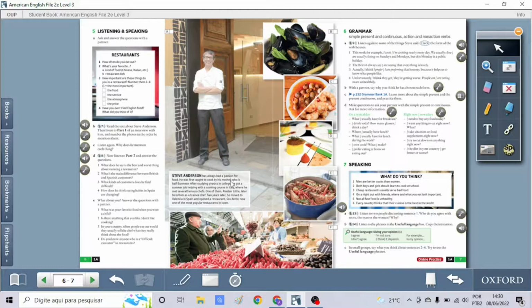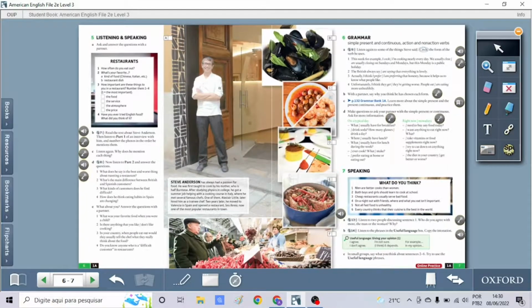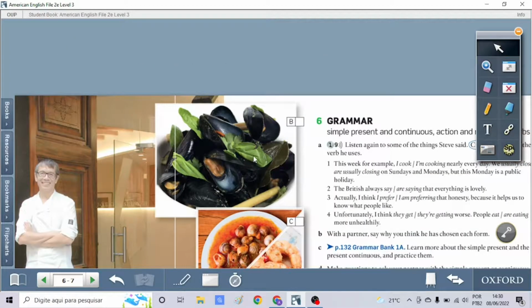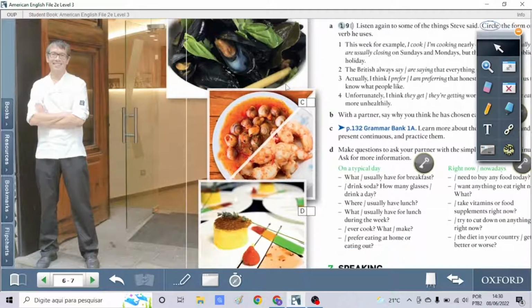Okay, now you are going to listen to part 1 of this interview with Steve Anderson, and you are going to pay attention to the pictures here on this page. You are going to number them according to the order they appear on the audio, okay? So, for example, in letter A, we have here Steve Anderson's restaurant. In letter B, we have mussels. In letter C, we have snails and shrimps.